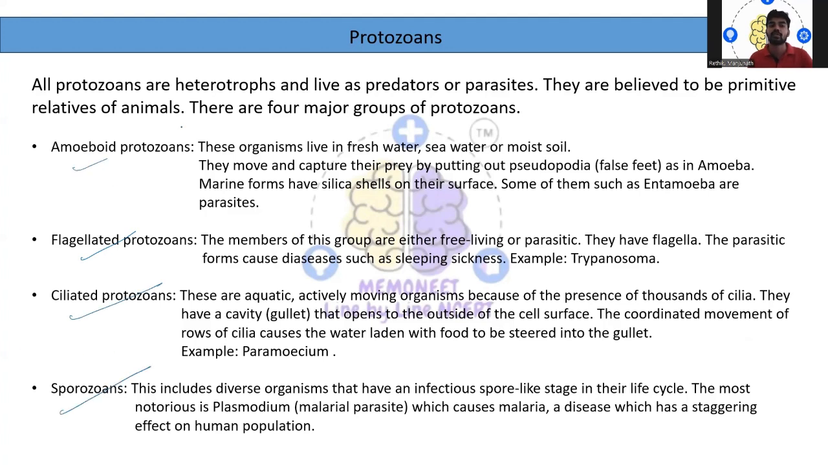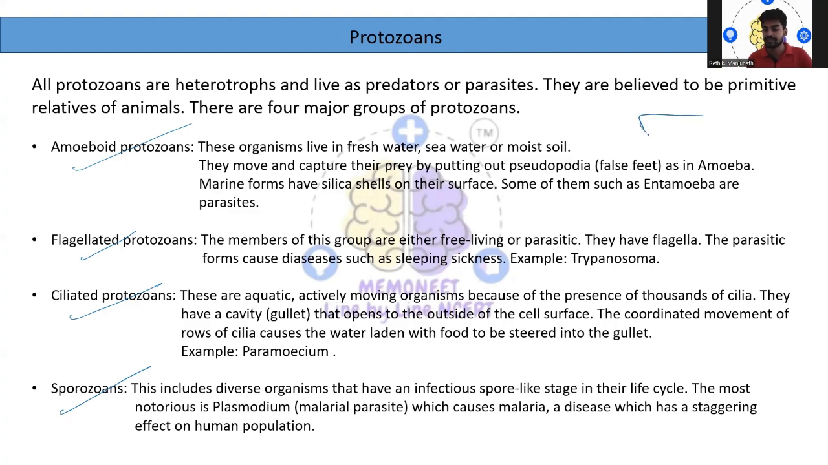See, in amoeboid protozoans, what happens? These organisms live in fresh water as well as sea water, and in moist soil also you can see them. So they move and they capture the prey by putting out their pseudopodia, that is nothing but false feet, as in an amoeba.